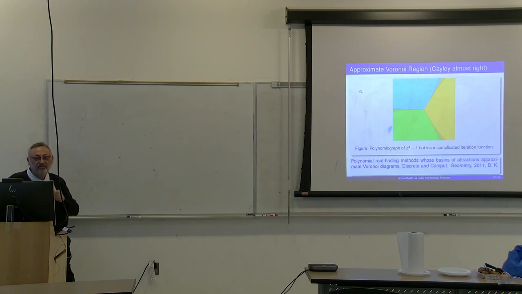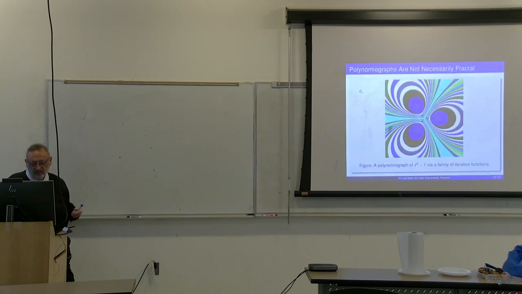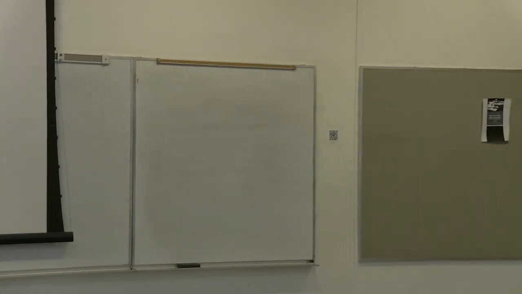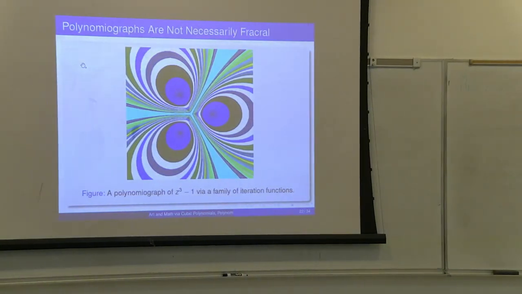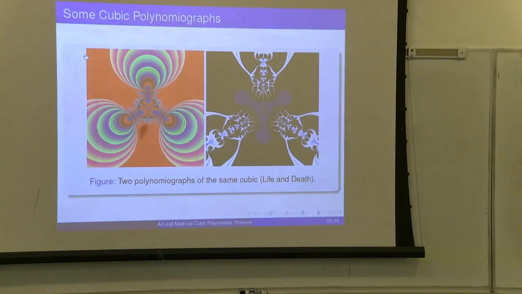In other words, you can find other iterative methods that are stronger than Newton's method. Newton's method is like a nice car, but there are other cars: faster, more expensive. This is another polynomial graph of z cubed minus 1, using a different way of finding the roots.